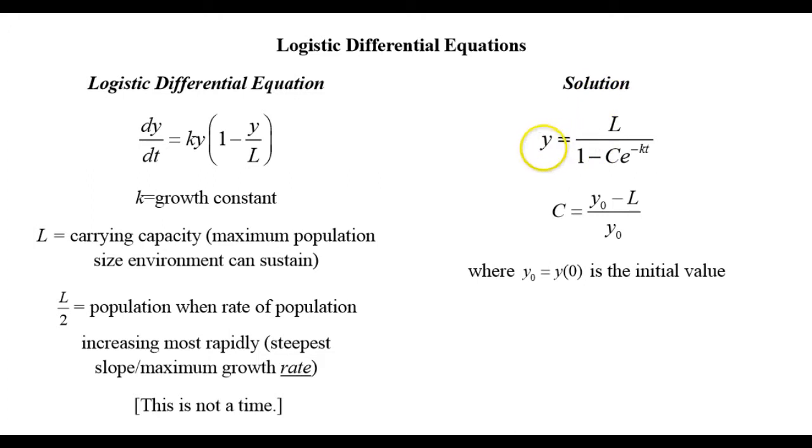So the solution is y equals L, the carrying capacity, divided by 1 minus c times e to the negative kt. So k is that growth constant, and c we actually need to find. c is the initial value minus the carrying capacity, over the initial value. The solution itself does take a little bit of effort to memorize, as does the form that we want our logistic differential equation to be in. But once we start to recognize this and apply it, it's going to become a lot easier than attempting to solve this as an integration by parts problem.